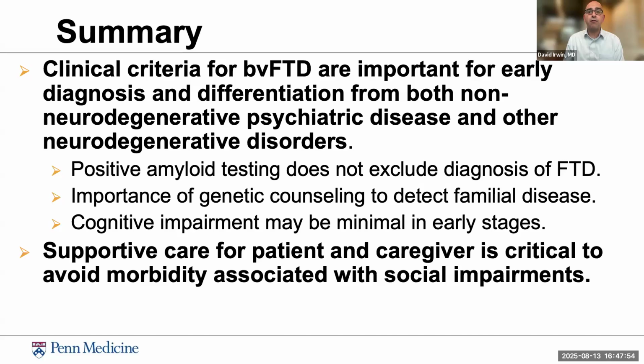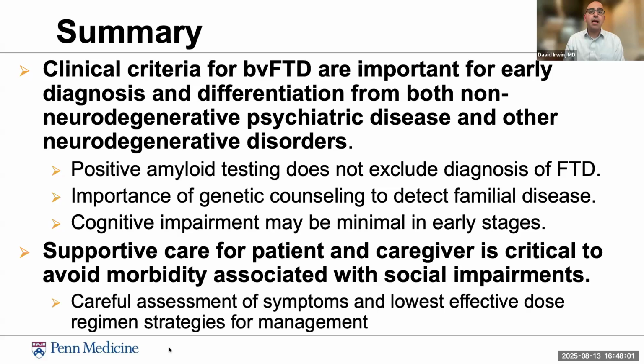And supportive care for the patient and caregiver is critical to avoid the morbidity associated with social impairments. And finally, at each and every visit, careful assessment of symptoms, targeting with pharmacologic therapy as indicated, the lowest effective doses, and revisiting that at subsequent visits.